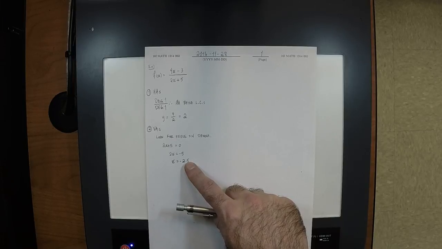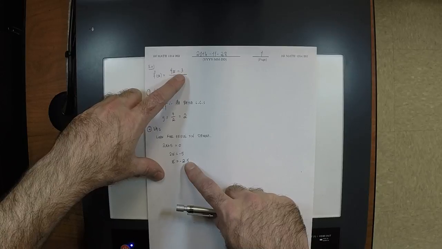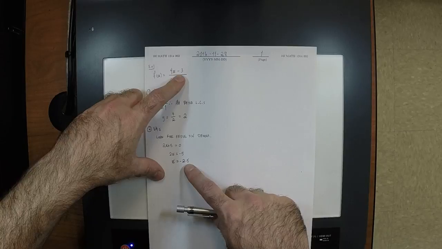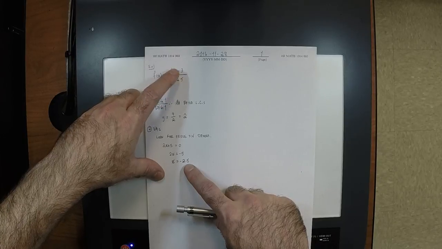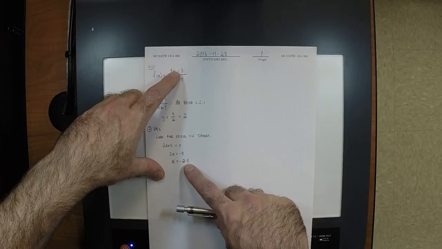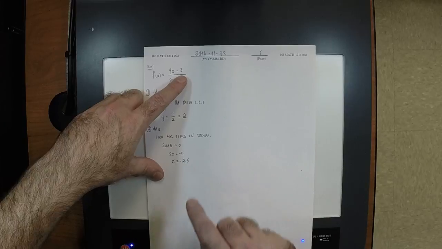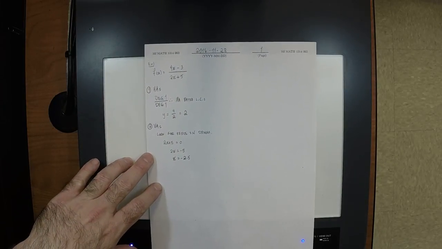Plug it in. Plug it into what? Into the numerator, right? So do you get 0 if you plug negative 2.5 into the numerator? No, you do not, right? So if you plug in negative 2.5, you get negative 10 minus 3 is negative 13, which isn't 0. So yes, this is a vertical asymptote.